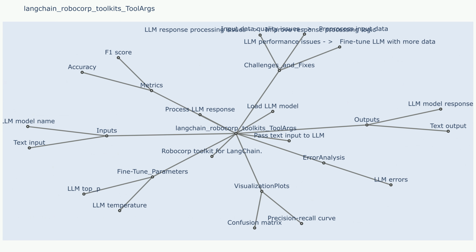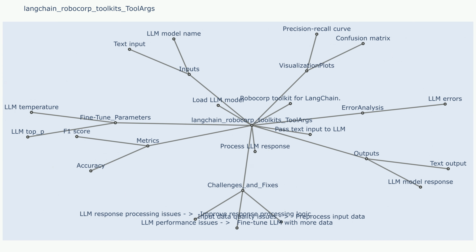Sample use case that resulted in challenge 4: the tool args class may not support all the required parameters for the tool, leading to limitations in configuration. Fixes to challenge 4: extend the tool args class to accommodate additional parameters specific to the tool.